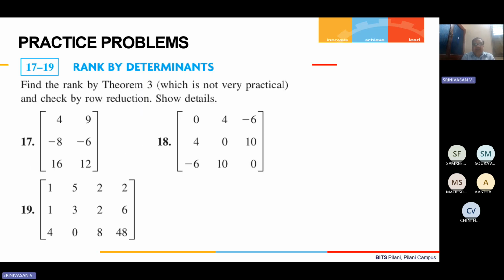Rank by determinants. Find the rank by theorem 3, which is not very practical, of course, and check by row reduction. So it's better. Of course, rank by determinants is easy, you can expand and go for minors, as we have seen in the classical definition of it. But you are expected to find the rank of the matrix only by reducing it to echelon form and finding the number of non-zero rows. That is enough. Okay, that will be better.